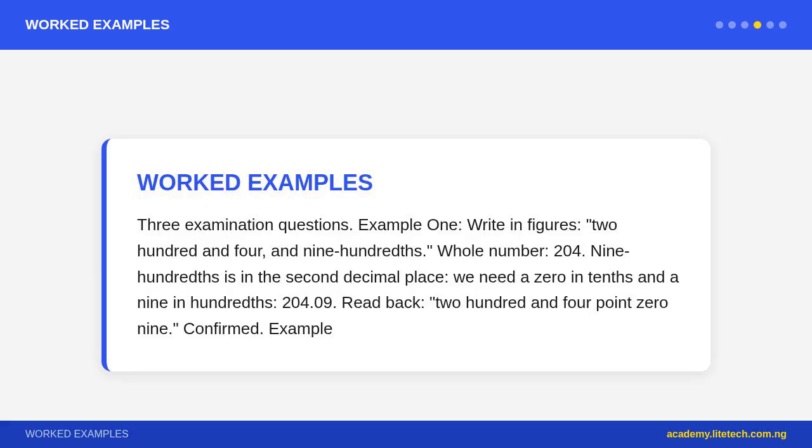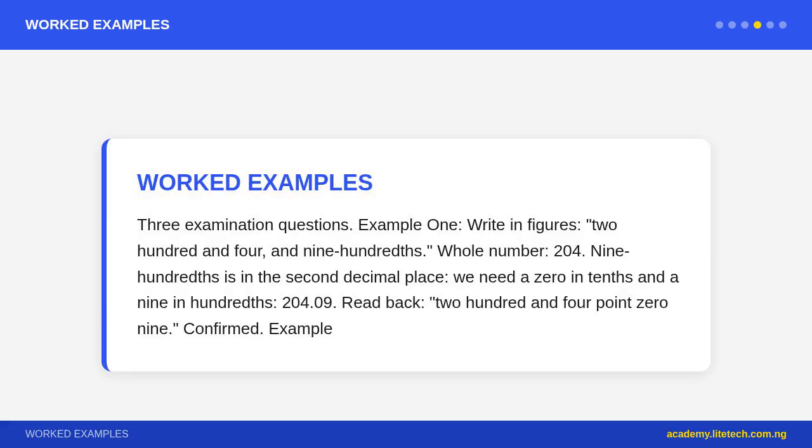3 examination questions. Example 1, write in figures: 204 and 9 hundredths. Whole number, 204. 9 hundredths is in the second decimal place. We need a 0 in tenths and a 9 in hundredths: 204.09. Read back: 204.09. Confirmed. Example 2, convert the following to decimals: A. 13/20, B. 7/8, C. 5/6.